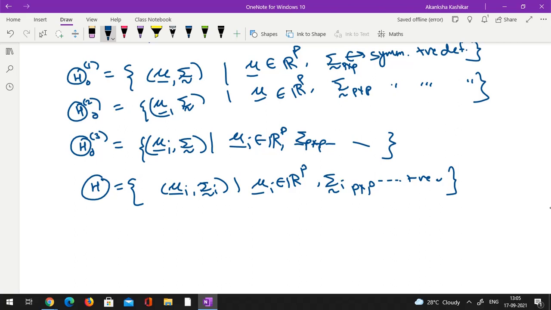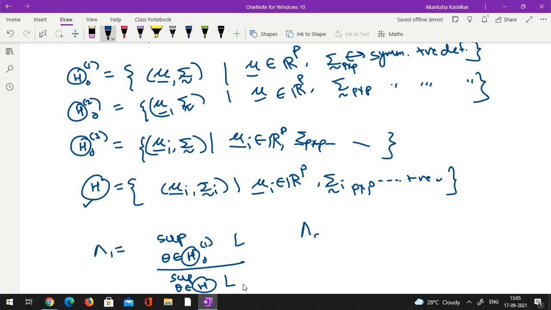Now, the likelihood ratio test for testing the first null hypothesis would be the supremum over theta belonging to the first parameter space, because that is my null, of the likelihood, divided by the supremum over theta in the overall parameter space. Correct? Overall parameter space means this. This would be my likelihood ratio test for the first hypothesis.